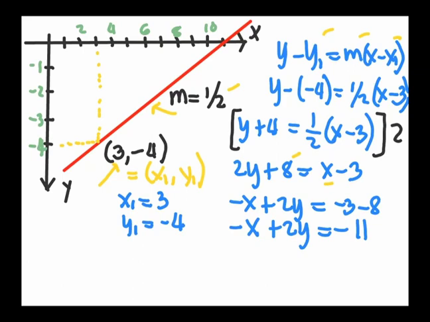Although we can still derive an equivalent equation for this by multiplying the whole equation by negative 1, we'll have x minus 2y is equal to positive 11. Okay, there you go. This is now the equation of the line in standard form, given that it passes through this point 3, negative 4, and given also that it has the slope positive 1/2.